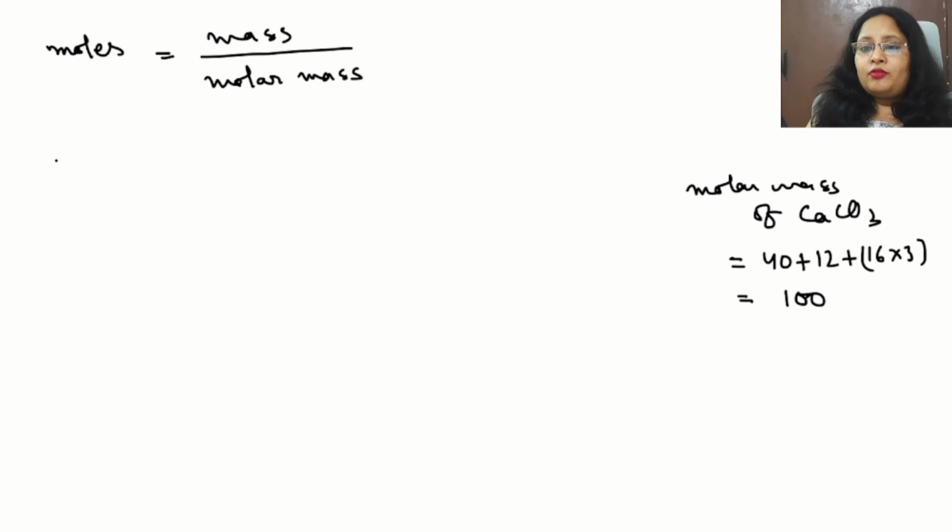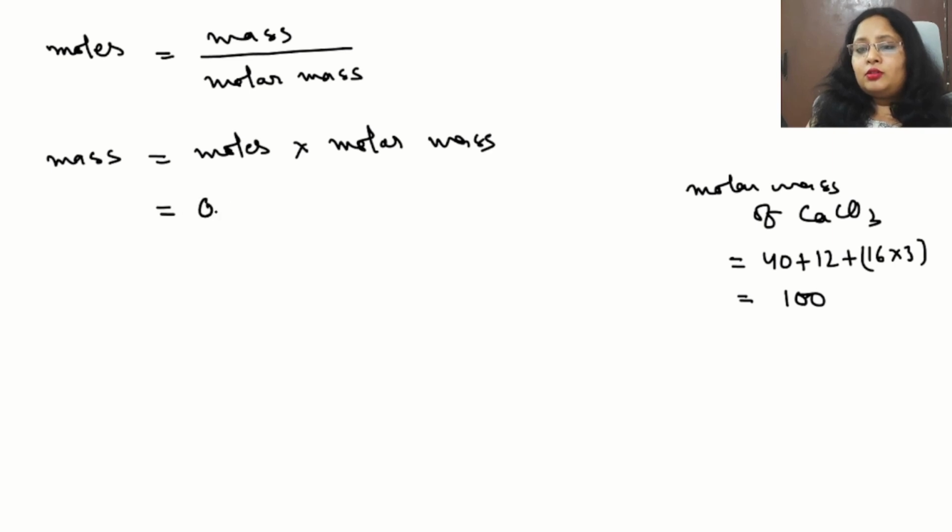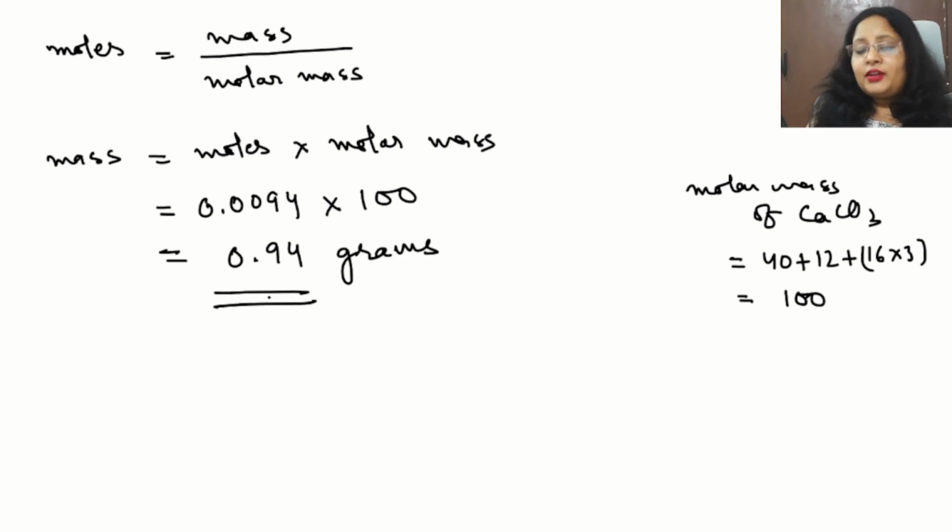Now put the values in the formula. So we need to get the mass, which is equal to moles multiplied by molar mass. Now moles we got 0.0094 and molar mass is 100. After calculation we will get the answer 0.94 grams. So this is our final required answer. The mass of calcium carbonate required is 0.94 grams.